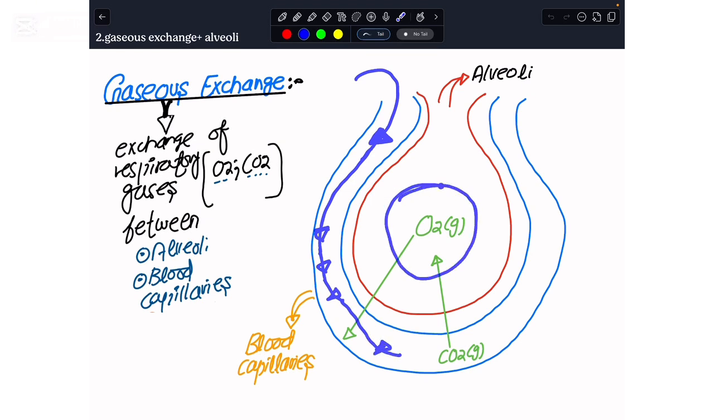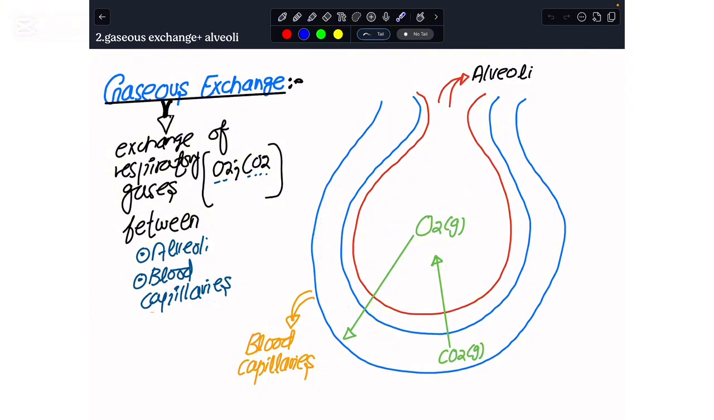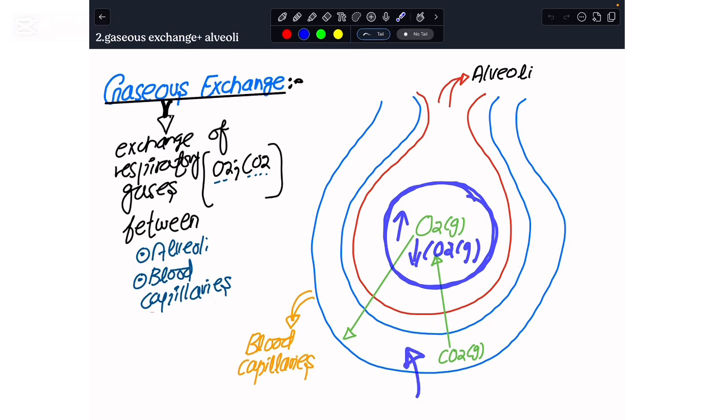On the other hand, in the alveoli we have the inhaled air coming in, so the concentration of oxygen here would be higher, and the concentration of carbon dioxide would be less. So there exists a concentration gradient between the respiratory gases in the alveoli and in the blood capillaries, because in the blood capillaries the concentration of CO2 is higher and that of oxygen is lower.